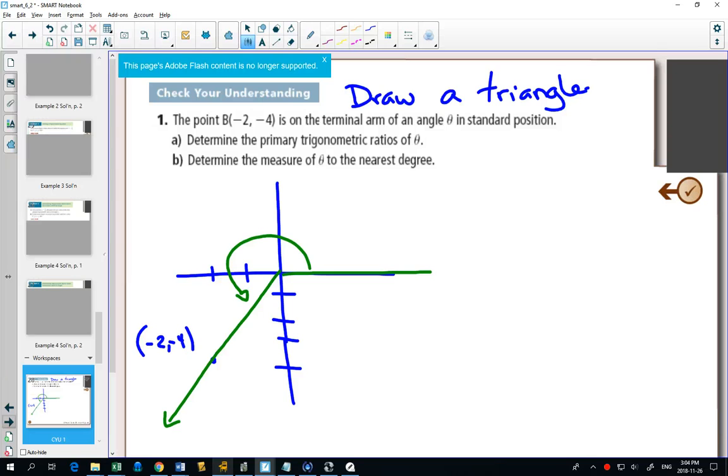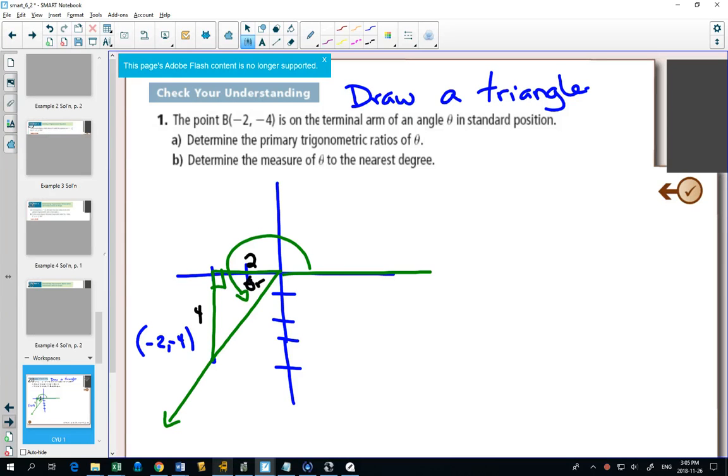Once you have an angle in standard position, you can always draw a triangle going back to the nearest x-axis with your reference angle. In this case, I know it goes through the point (-2, -4), so I can draw a triangle going back to the nearest x-axis. You can label the sides of this triangle. How long is this side? This one's 2. This one is 4. And how long is the hypotenuse of that triangle? And this is your reference angle.